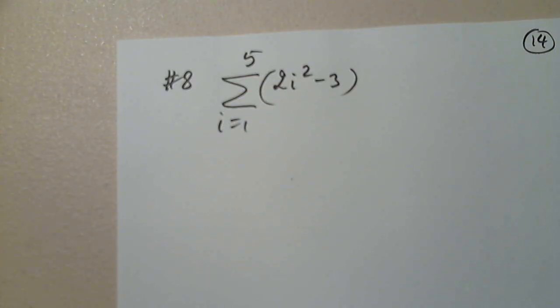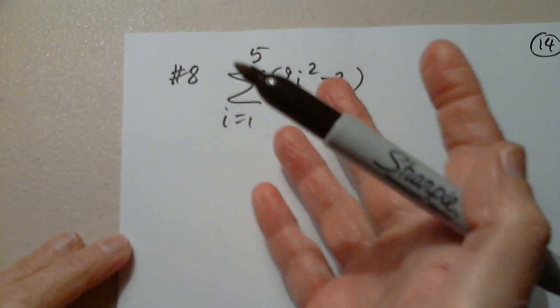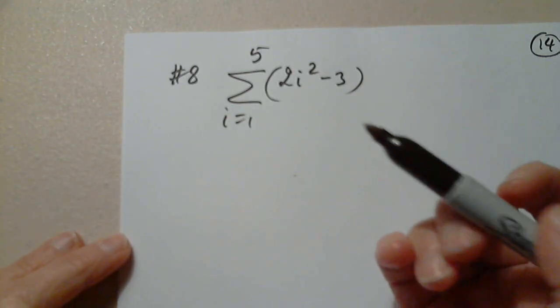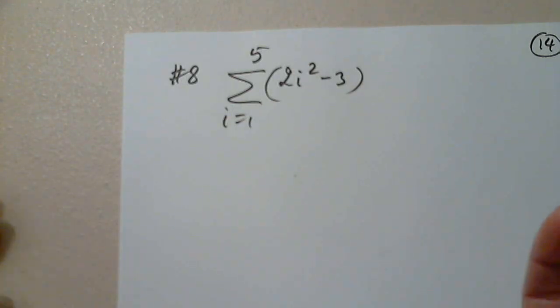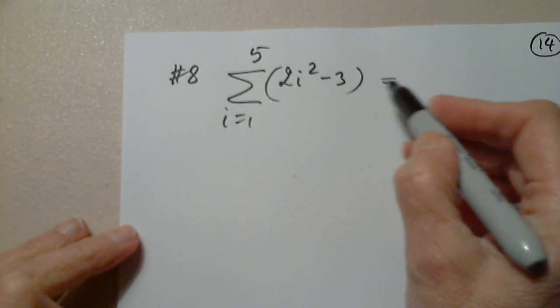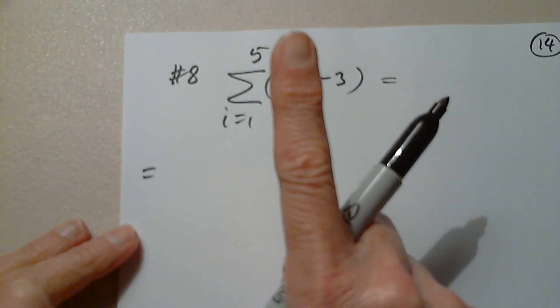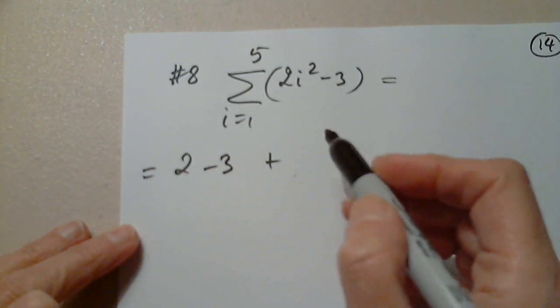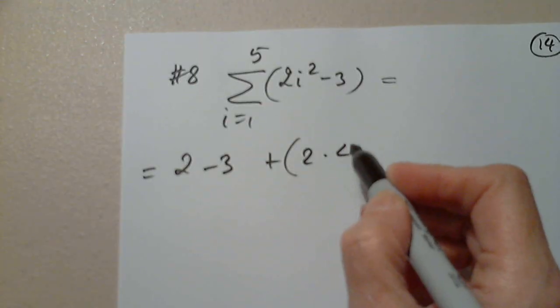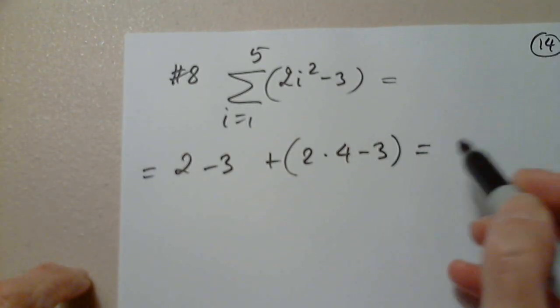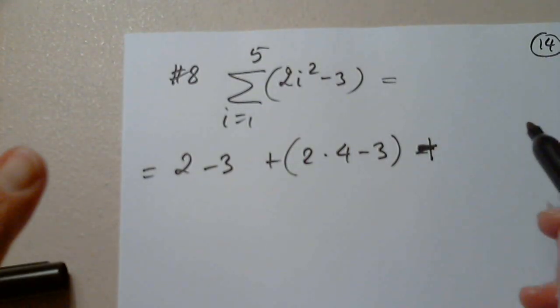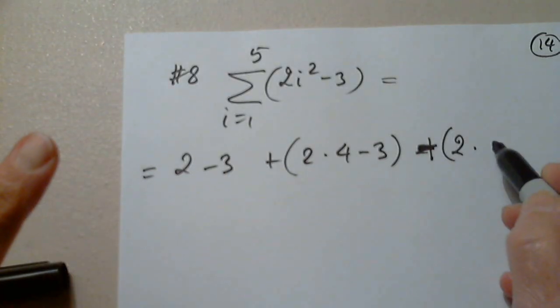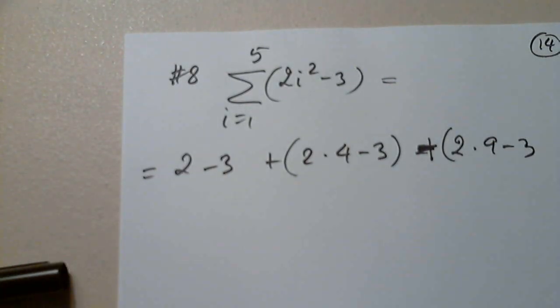So it is best to present the terms of the summation notation and not calculate them by hand, just use the calculator. But we have to present them. When i is 1, 2 minus 3, plus. When i is 2, 2 times 4 minus 3. Oops, plus. When i is 3, 2 times 9 minus 3. Sorry about that.